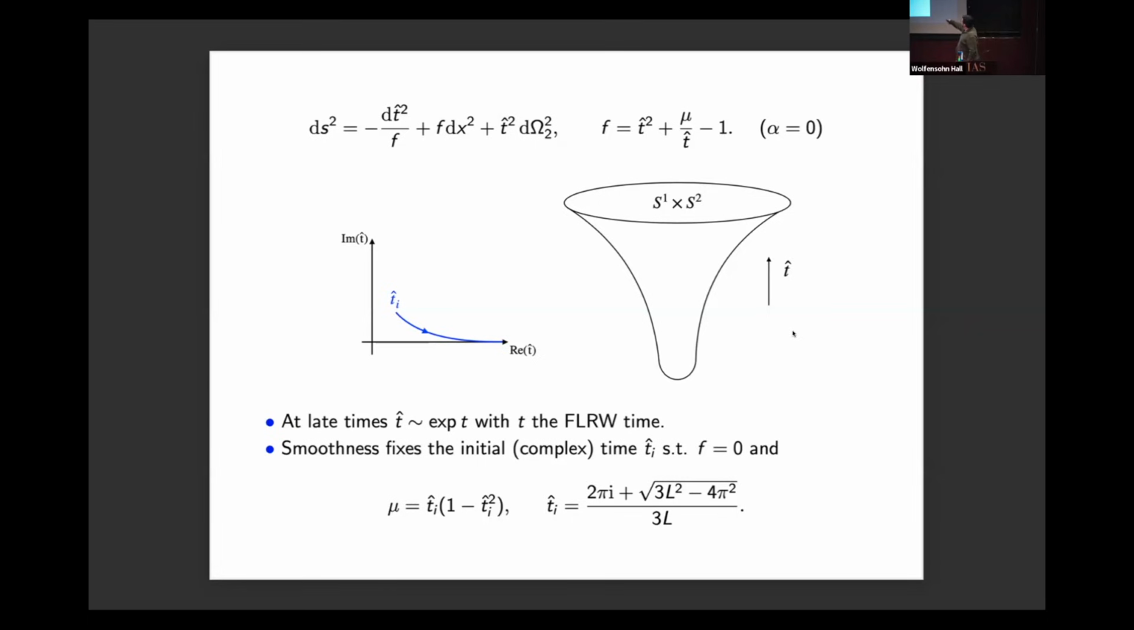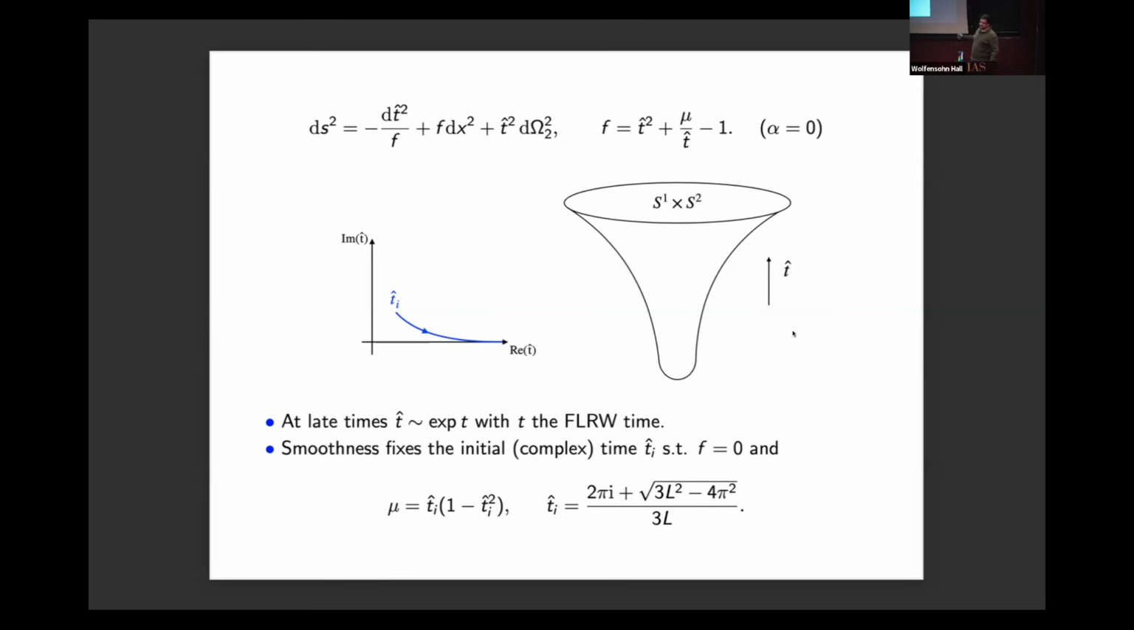As you go into the past, you need, according to Hartle-Hawking, to smoothly cap it off somewhere. And this happens at the location where this f is 0, where the temporal circle contracts. Not the temporal, sorry, the spatial X circle contracts. And for that contraction to happen smoothly, this t hat initial has to be somewhere in the complex plane given by this formula.